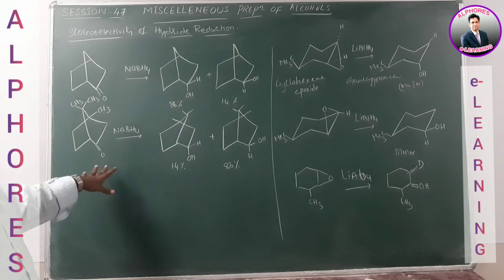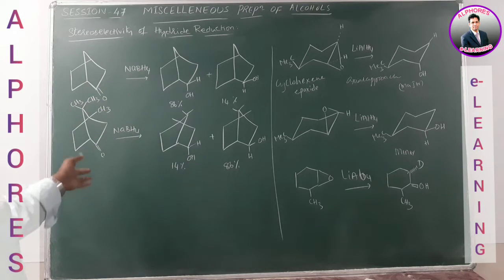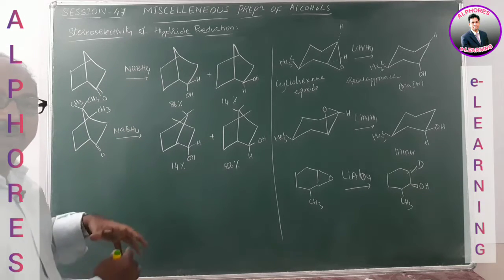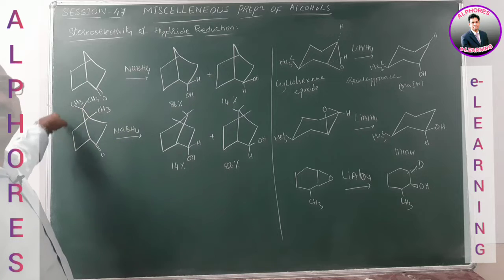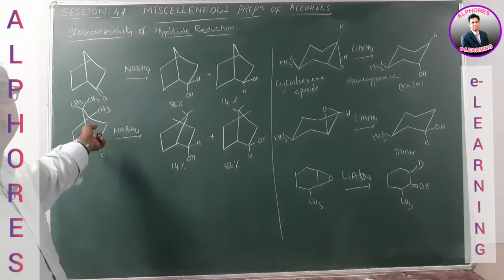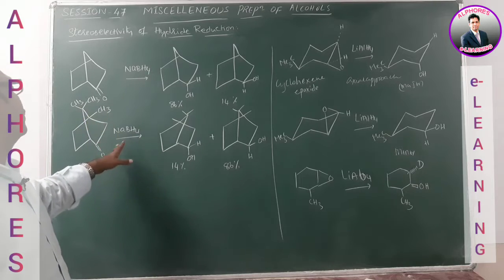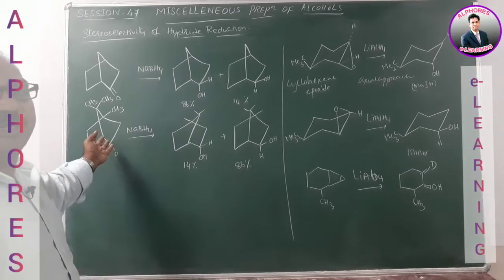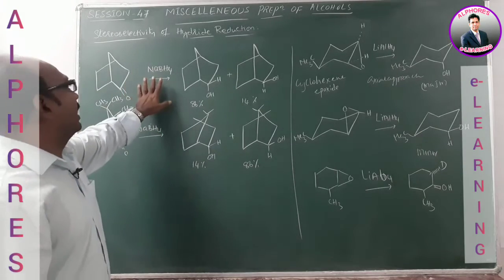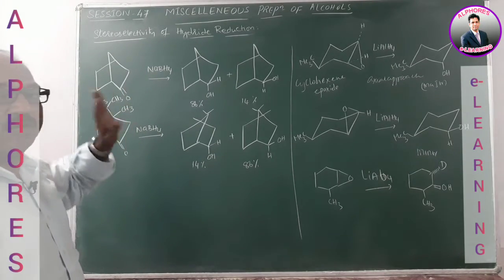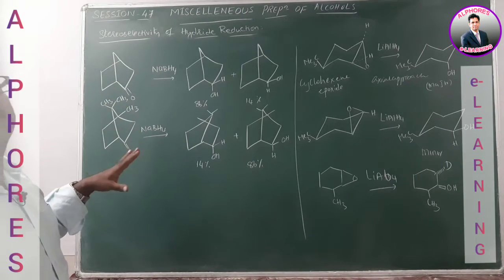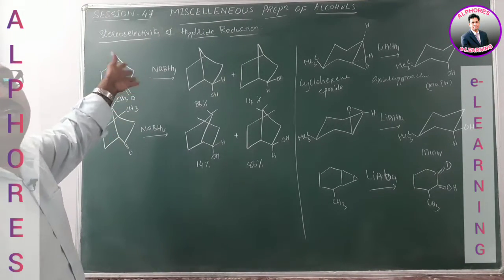The same here also, approaching H minus. Of course here this one is less hindered, but what we make here, we are going to increase hindrance here. That means there is no scope to attack in this direction, and it has to approach only in this direction, equatorial, and the axial product is less. I am repeating once again. When we are using NaBH4, it is not a more hindered one, H minus. That H minus approaches preferably equatorial.